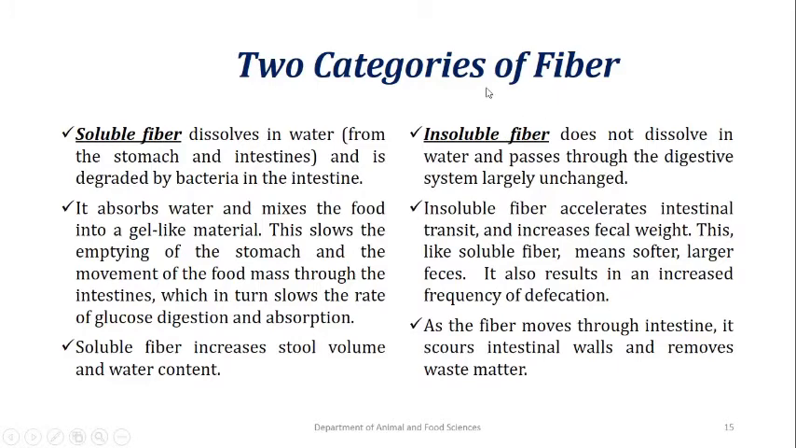And the examples for insoluble fiber are cellulose, lignin, hemicellulose, some waxes, and chitin. They are not dissolved in water. Then they are excreted and removed from our body with the stool. These are two different forms of fiber. You might have definitely heard about these things, the soluble fiber and insoluble fiber.